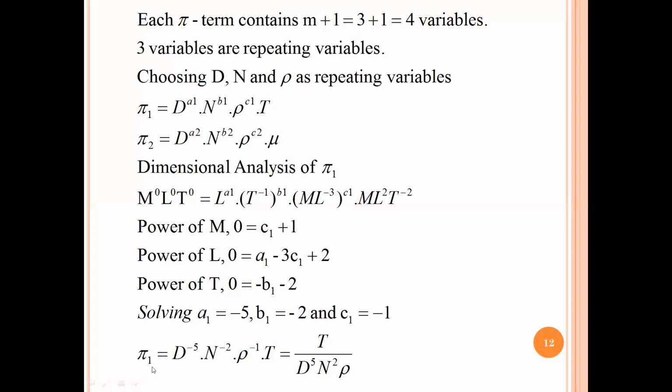So I'm writing pi 1 is equal to D to the power minus 5, N to the power minus 2, rho to the power minus 1, into T. If I write it in this form, I'll have T divided by D to the power 5 N square rho. So this is the first pi term, pi 1, we have found.